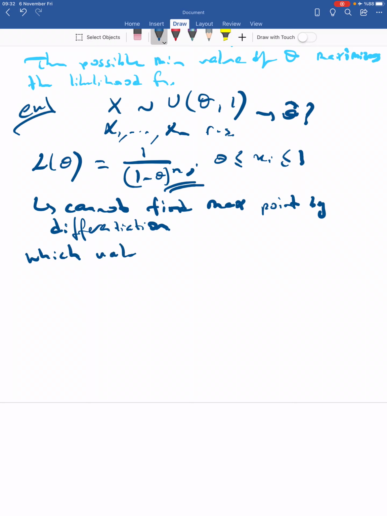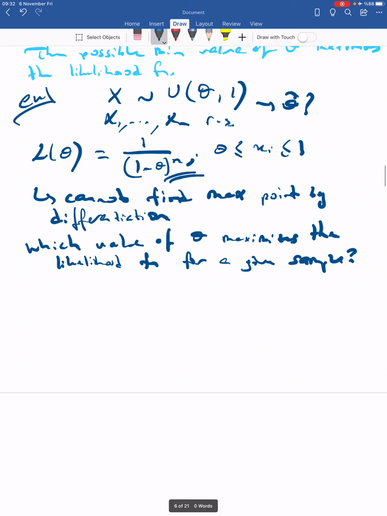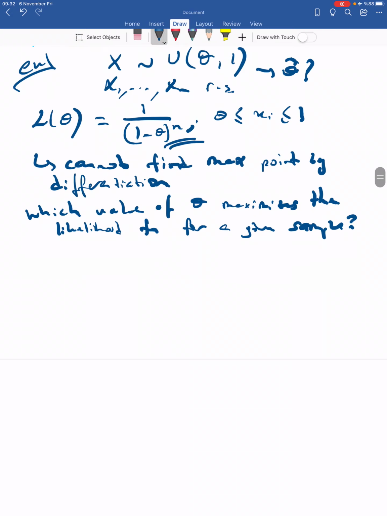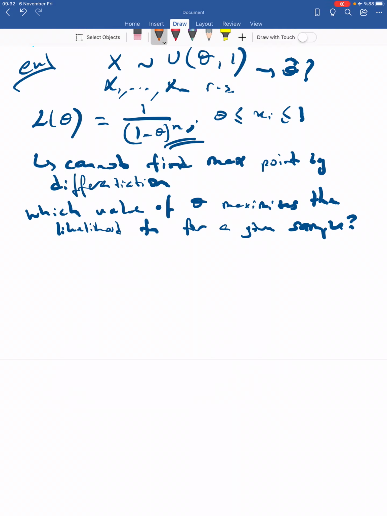So which value of theta maximizes the likelihood function for a given sample? Basically, with the MLE we need to answer this question. When we look at the form of the likelihood function, you will see that we have a negative sign here, it's in the denominator. So when theta increases, our likelihood function will increase.